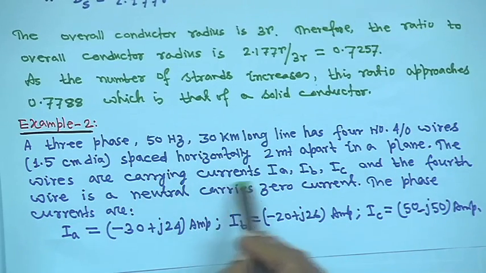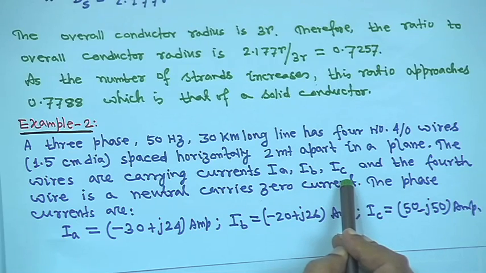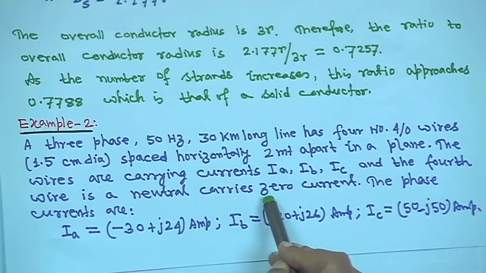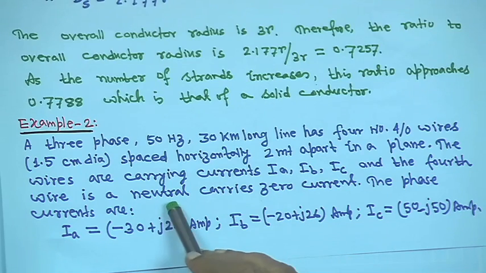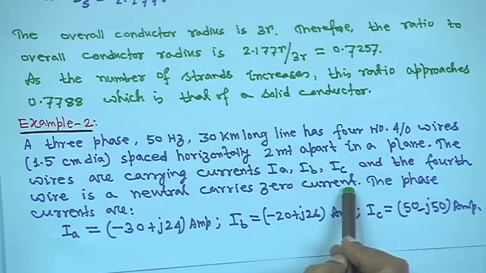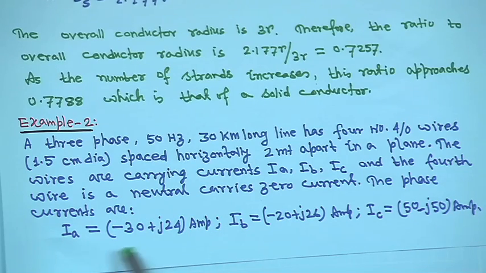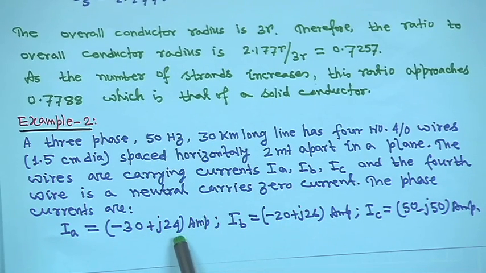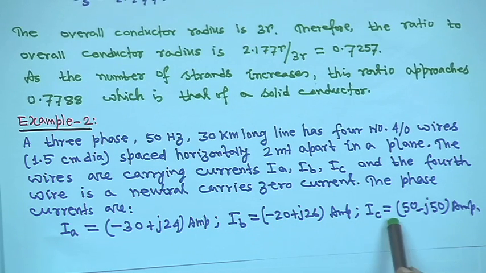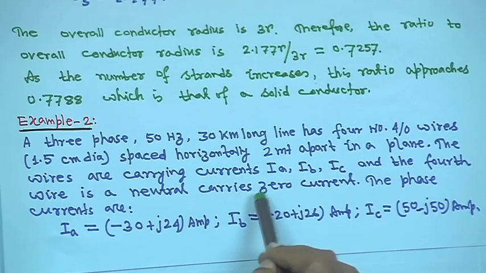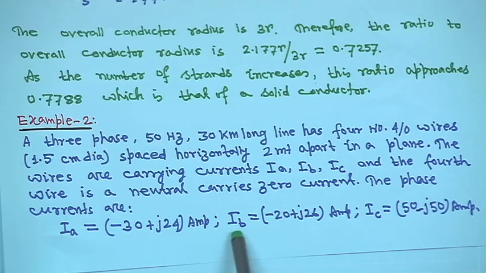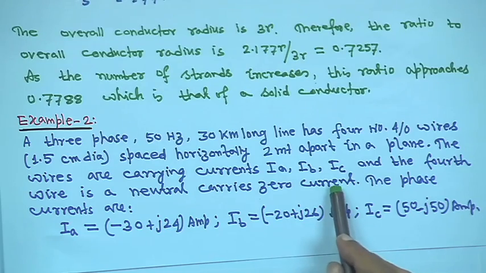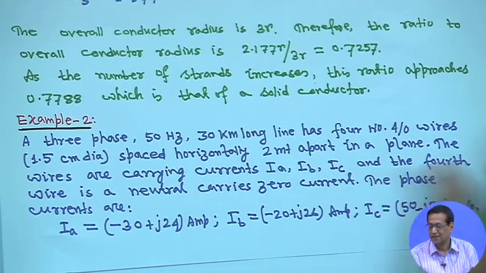The wires are carrying currents IA, IB, IC, and the fourth wire is a neutral, which carries 0 current, right. The phase currents are IA is equal to minus 30 plus j24 ampere, IB is equal to minus 20 plus j26 ampere, IC is equal to 50 minus j50 ampere. One thing is there, in the problem the neutral current may not be mentioned, but if you add IA plus IB plus IC and it becomes 0, it means the current through the neutral is 0, although it is mentioned in this numerical, right.